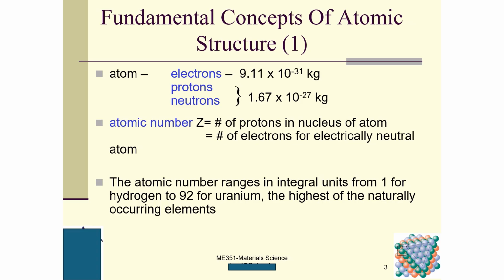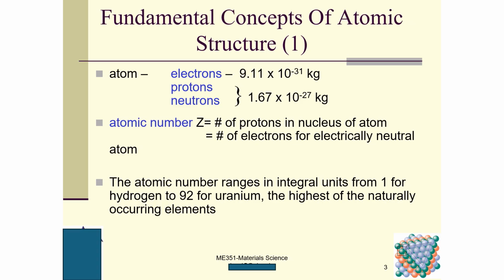Why electrically neutral atom? Because if it is an ion, that is another story, because some electrons will be transferred from one atom to another atom. So here you should know that atomic number Z equals the number of protons and also the number of electrons for an electrically neutral atom.